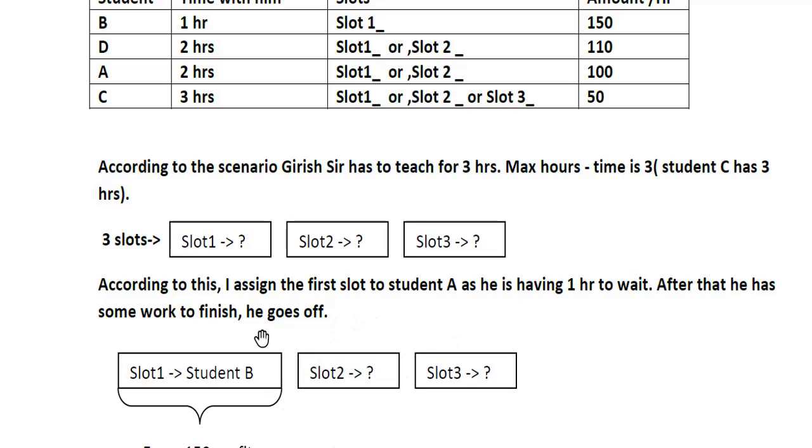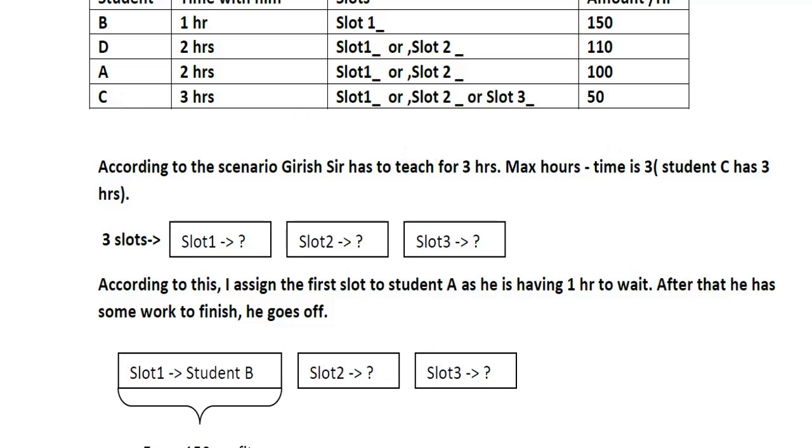Who would go with slot 2 and who would go with slot 3 will be decided based on the greedy algorithm. According to this table, student D has 2 hours to spend, student A has 2 hours to spend. 1 hour is already given to student B. He has taken 1 hour already, so slot 1 is occupied and is over. So now student D has 1 hour, student A also has 1 hour, and student C has 2 hours left with them.